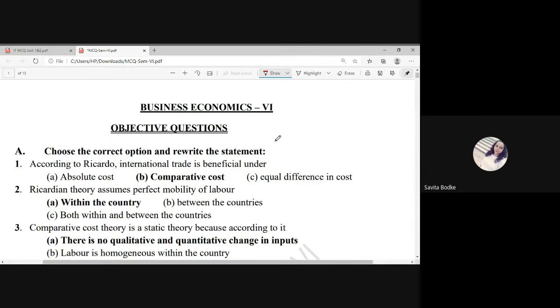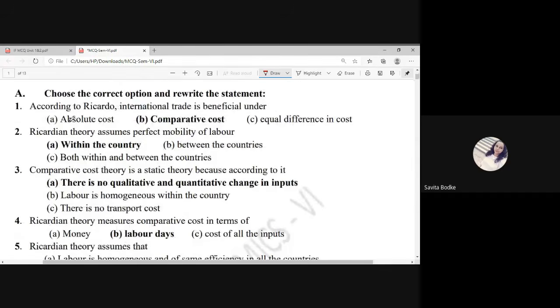Hey all, already in our classes we have studied all the concepts of our business economics. So right now I'm just going to take a quick revision of all the MCQs over here. So let's start. First one is, according to Ricardo, international trade is beneficial under the comparative cost.